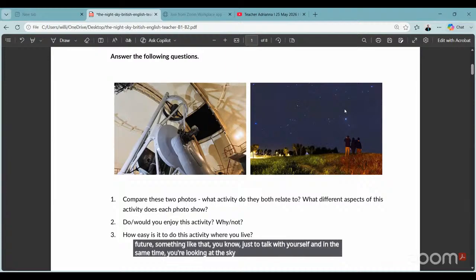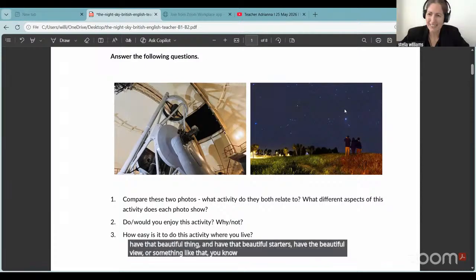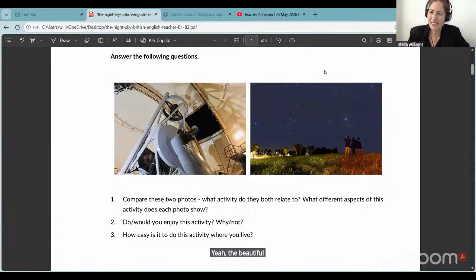Sometimes you think about why the sky is such a beautiful thing, with the beautiful stars and the beautiful view, something like that. I don't know how to say that in English. I forgot the word for this beautiful view.